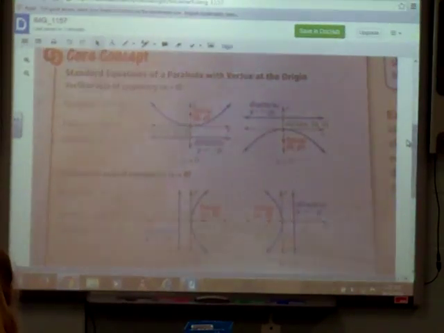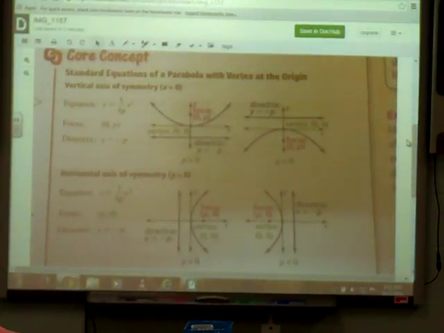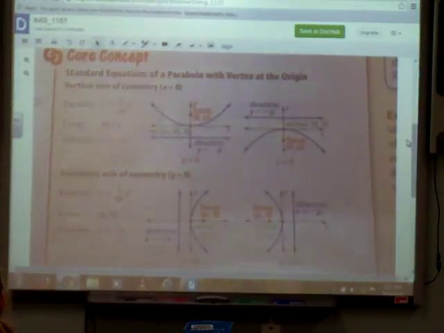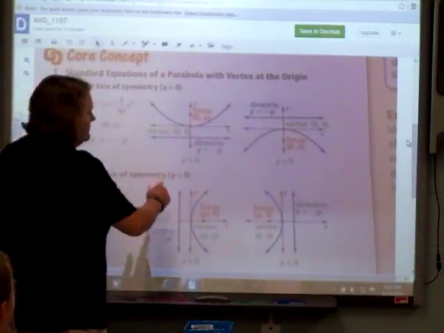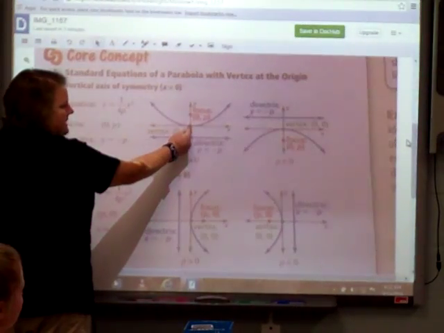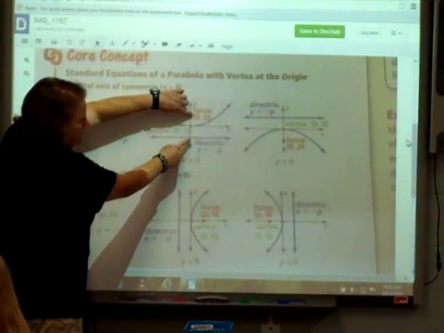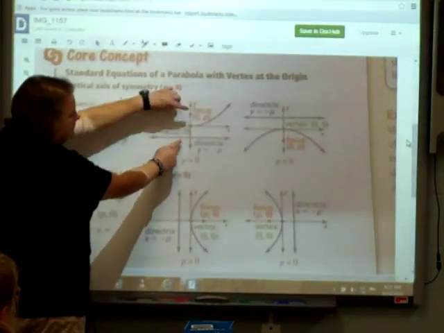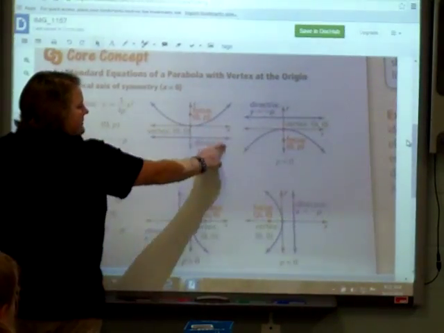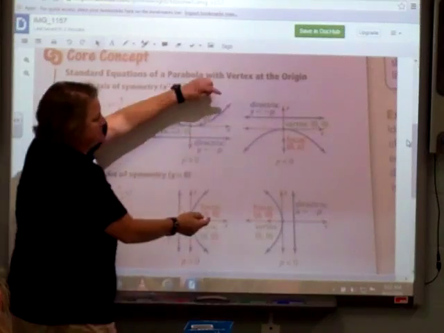Alright, this is what I was fixing to attempt to draw for you, so it's better that we've got it there in a picture. Here were the 4 axes of symmetry that I was drawing for you. Remember I was telling you that the vertex is halfway between the focus and the directrix, and that's what you're seeing. The directrix is always a line that's perpendicular to your axis of symmetry.